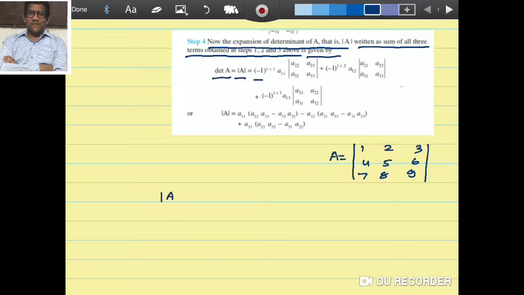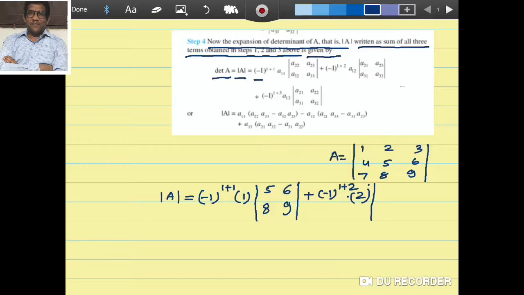So determinant A is equal to minus 1 to the power 1 plus 1 into 1 determinant obtained by first row, first column 5, 8, 6, 9 plus minus 1 to the power 1 plus 2 into 2 into determinant obtained by first row second column 4, 7, 6, 9 plus minus 1 to the power 1 plus 3 into 3 determinant obtained by deleting first row and third column.